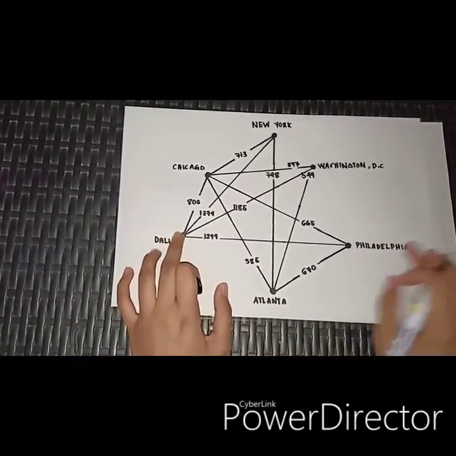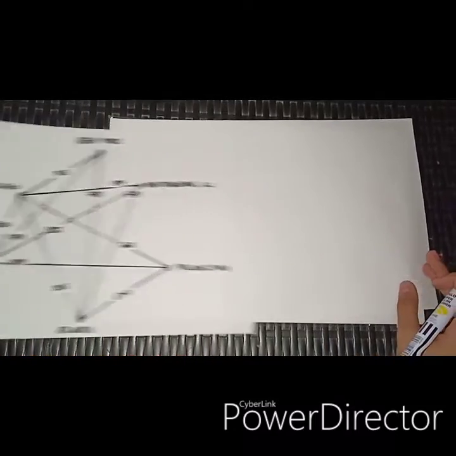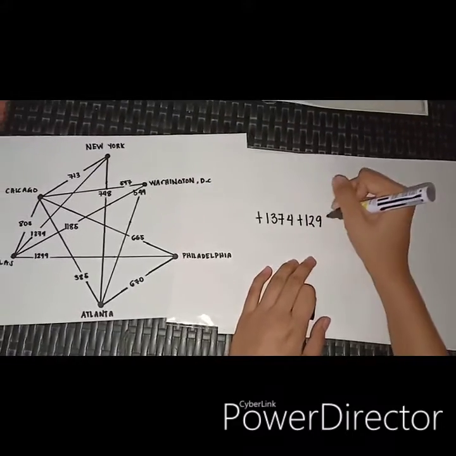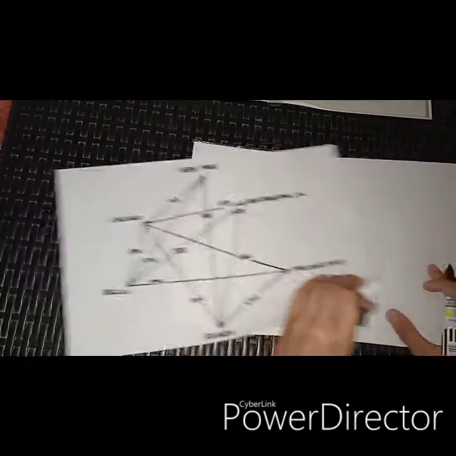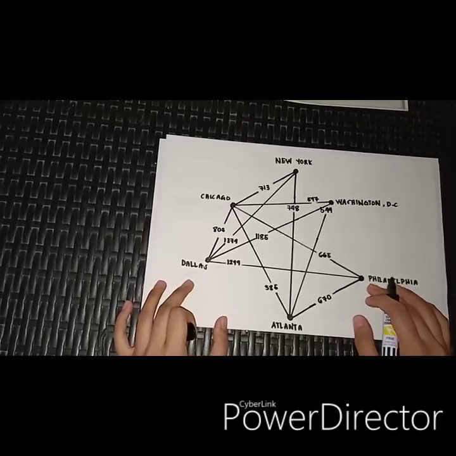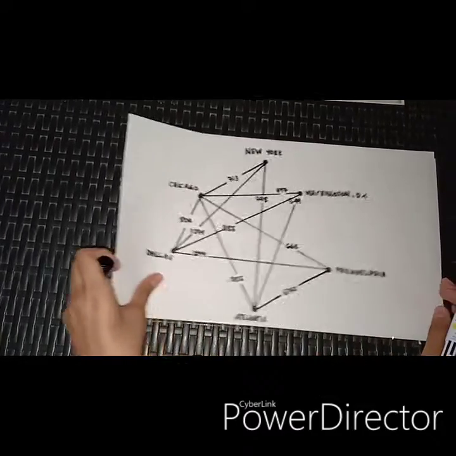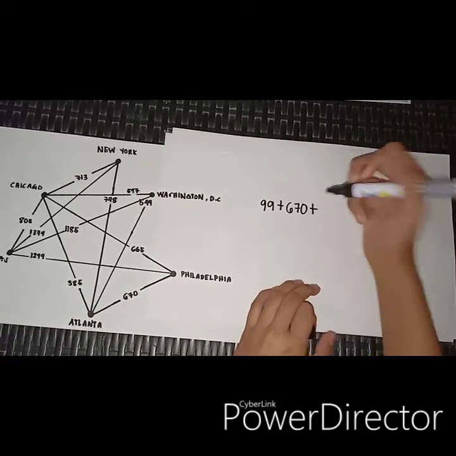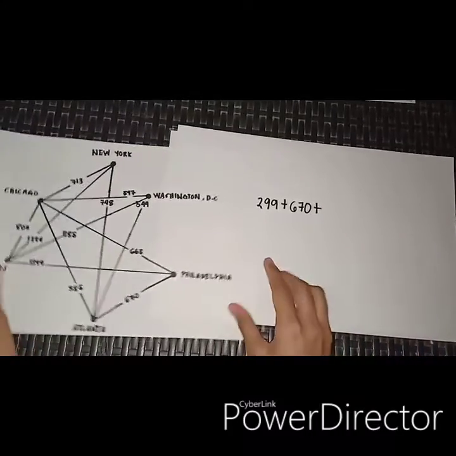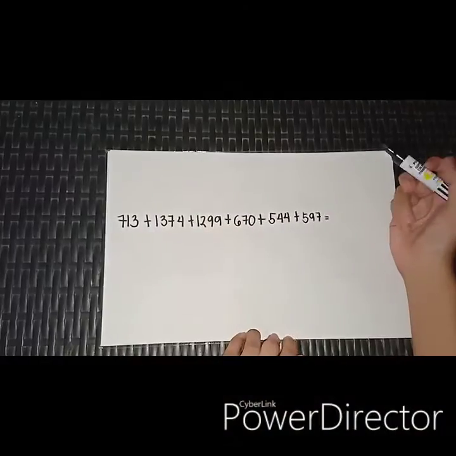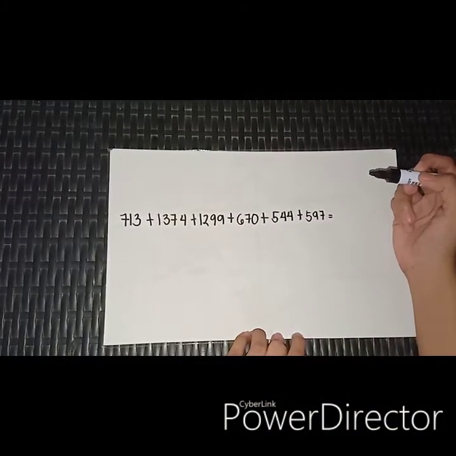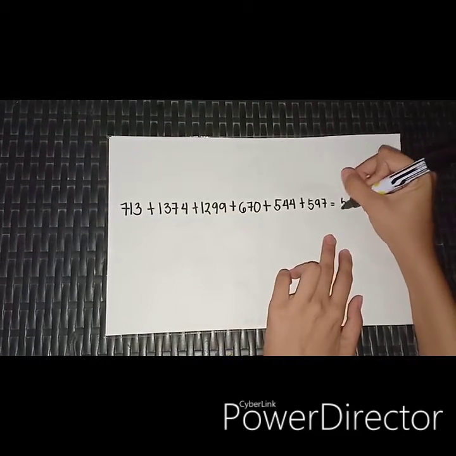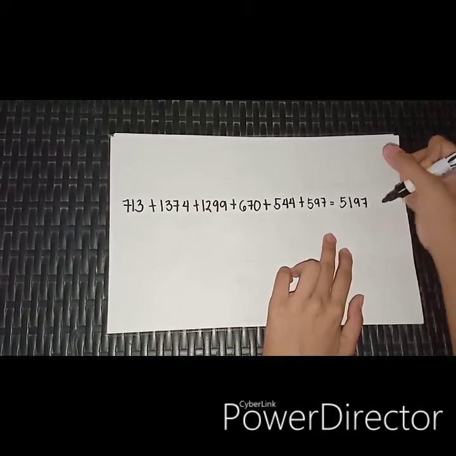Next is Dallas to Philadelphia, which is 1,299 miles. Next is Philadelphia to Atlanta, which is 670 miles. And lastly, by adding the weights of each edge in the circuit, we see that the total number of miles traveled is 5,197 miles.